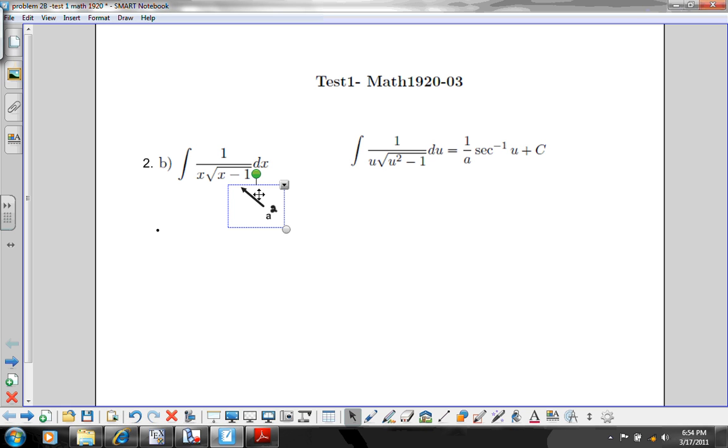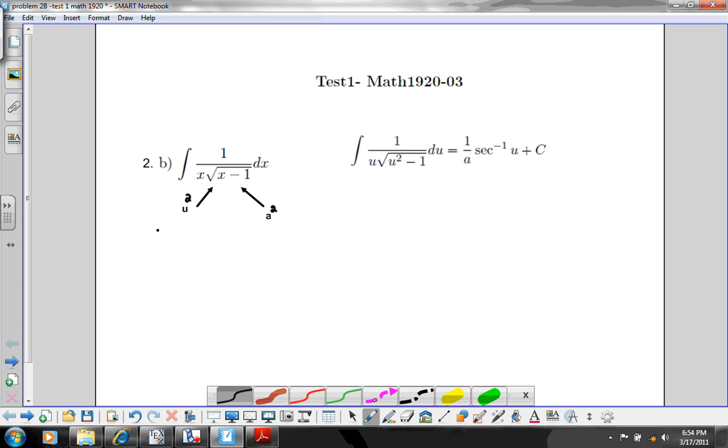So let's see, if we take our a squared to be 1, and we take our u squared to be x, then we see that we have the square root of u squared minus 1 that we wanted. And the answer is going to be 1 over a secant inverse of u plus c. So let's come and work with this and see if we can get our answer.